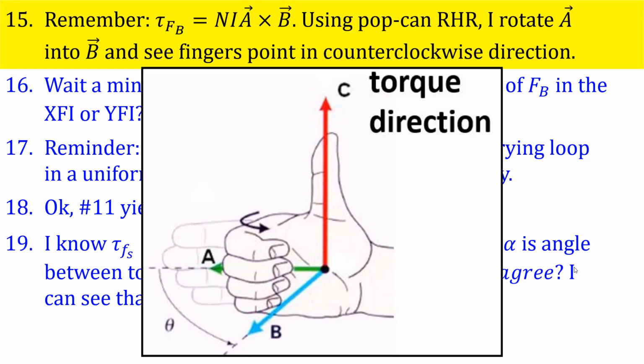Step 15, I do have an expression for the torque produced by magnetic force on a current carrying wire, and specifically this is a constant current carrying wire exposed to a uniform magnetic field. Special note about step 15, I'm using what's called the pop can right hand rule, which means I shape my right hand as if I'm holding a can of pop with my thumb extended. And because the expression is NI vector A cross vector B, I orient my right hand so that I'm able to swing vector A into vector B. If I do this correctly and maintain the proper shape, my fingers are going to be pointing in the counterclockwise direction and my thumb will be pointing out of the screen.